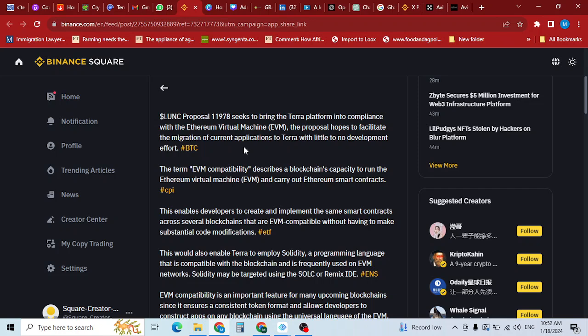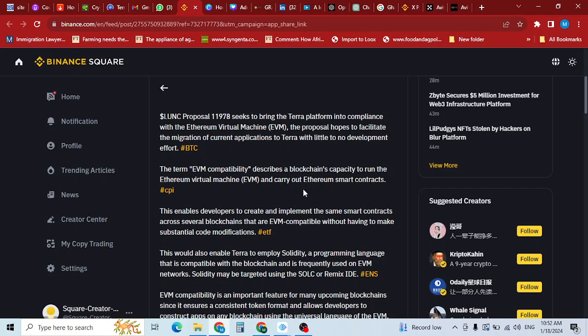So the term EVM compatibility describes the blockchain capacity to run the Ethereum virtual machine and carry out Ethereum smart contracts. This enables developers to create and implement the same smart contracts across several EVM compatible blockchains without having to make substantial code modification. This would also enable Terra to employ Solidity, a programming language that is compatible with the blockchain and is frequently used on EVM networks. So guys, that is it.